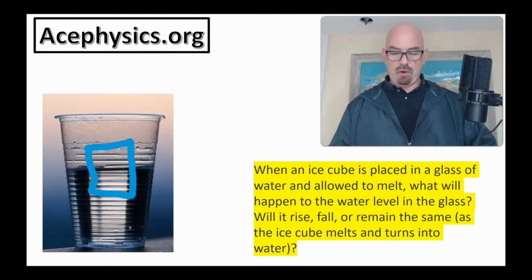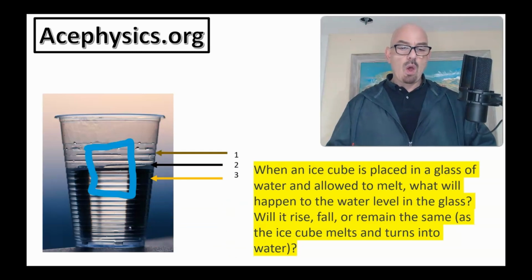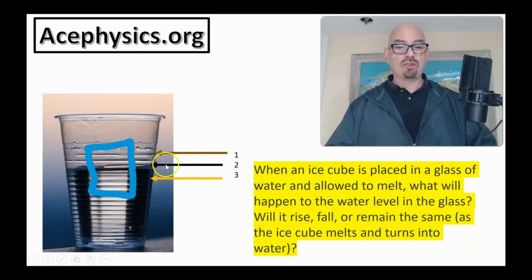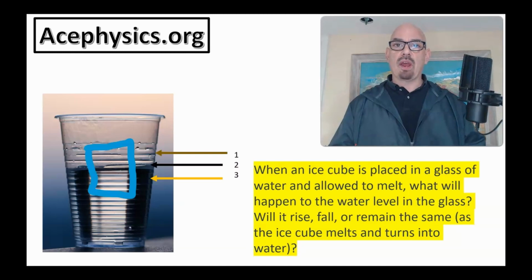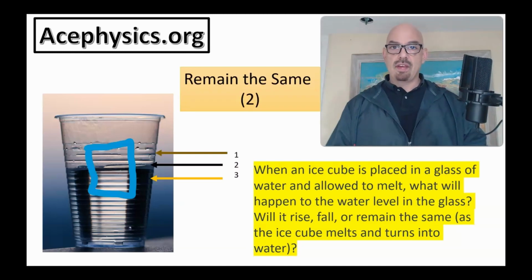Here's an ice cube floating in a glass of water. When the ice cube melts, will the water level stay the same, the black arrow 2? Will it move up to the red arrow 1, or will it go down to the yellow arrow location 3? You may want to pause the video and think about the answer, because I'm going to tell you the answer right now. The answer is 2. The level of the water will remain the same.